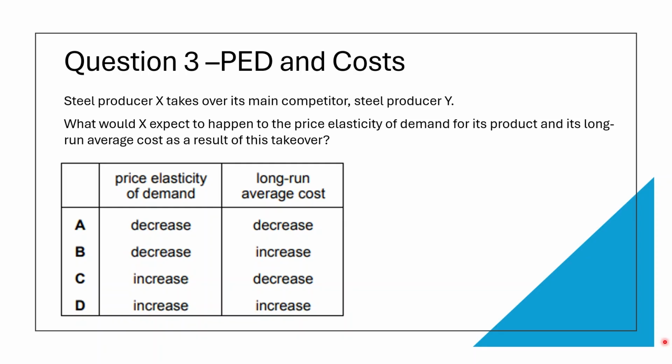Now the second part. When firms become bigger, it means they can produce more efficiently. Yes, bulk buying, better technology, spreading costs. Larger firms actually means economies of scale. So which means your long run average cost will also fall. So both effects are decreasing. So the answer here is A, where price elasticity of demand decrease and long run average cost also decrease.